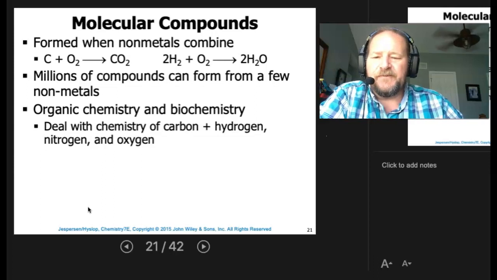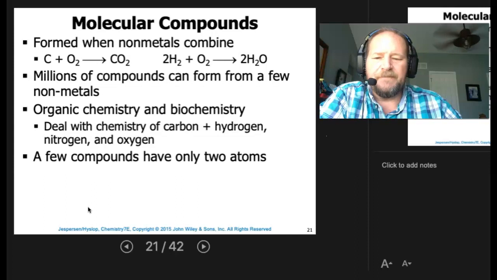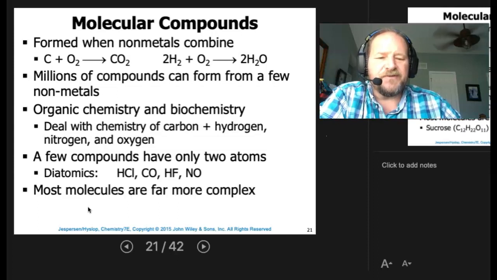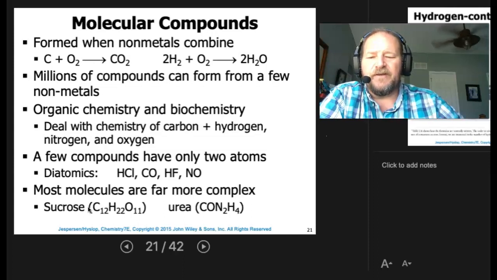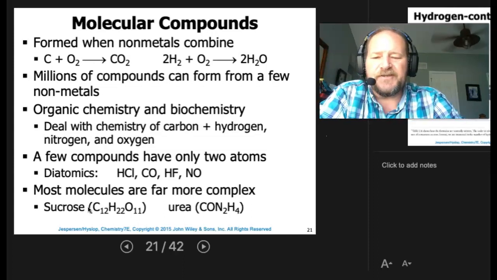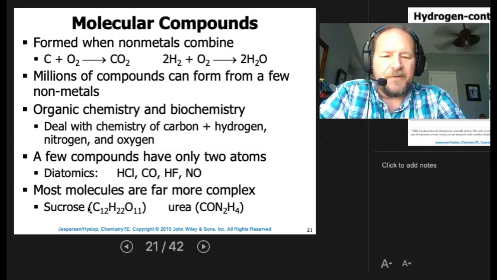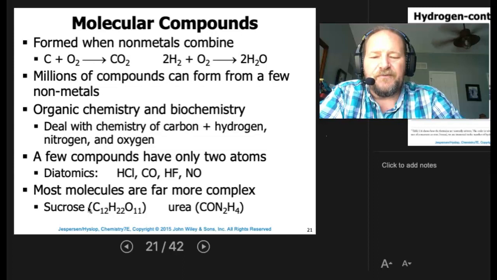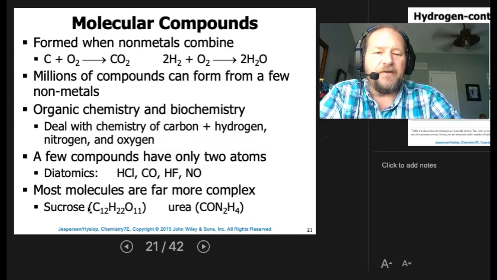Now for these two, we deal with the chemistry of carbon and hydrogen, nitrogen and oxygen, right? Now a few compounds have only 2 atoms. We call those diatomics, like HCl, CO, HF, NO. But most molecules are going to be way more complex than that, especially in the organic world. We can look at just sucrose, like a sugar. We already saw that once. You might be familiar with glucose, C6H12O6. There's urea, right? So we can get into the biochemical pieces of that and get into amino acids, things of that nature, right?